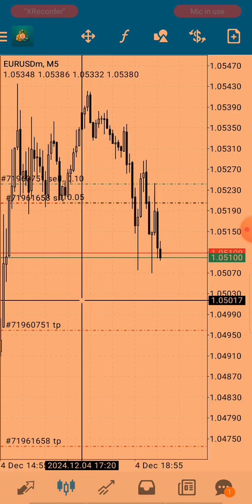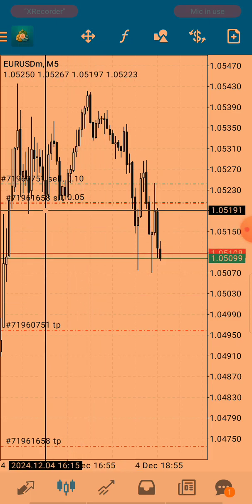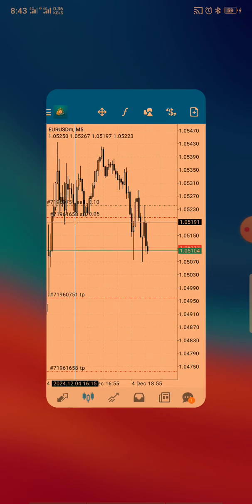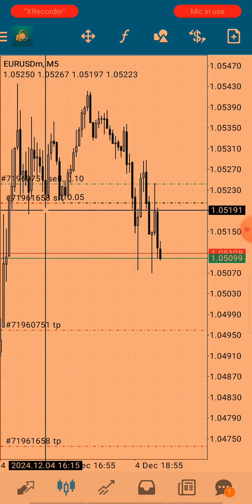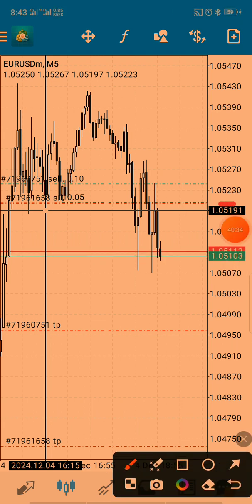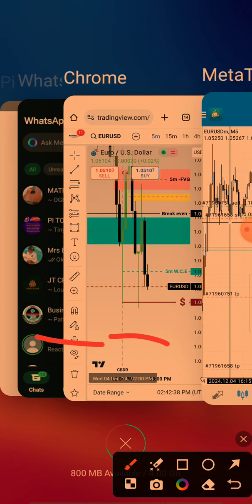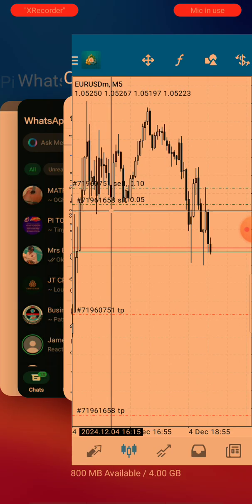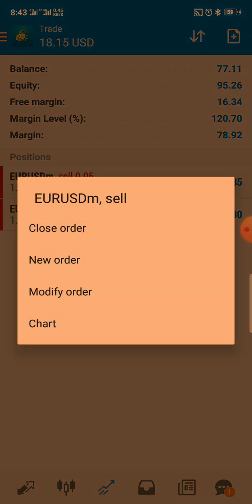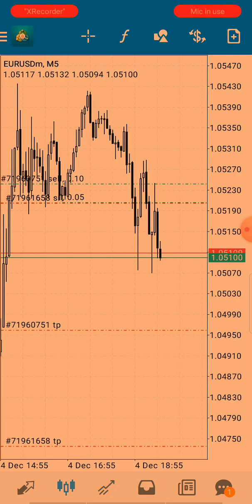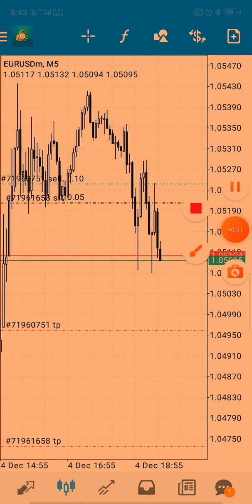Let me even put it here now. This is break even. Let me adjust it to 1.051. This is the number I'm talking about. See it here. This one here. Let me show you people this tool here.